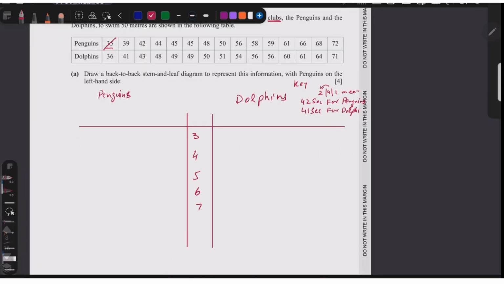This is 35, so we write here 5. Next is 39, 3, and 42, 2. So likewise, you write all the values, 5 and again 5, and then it is 8.